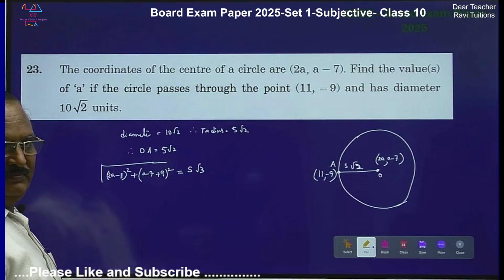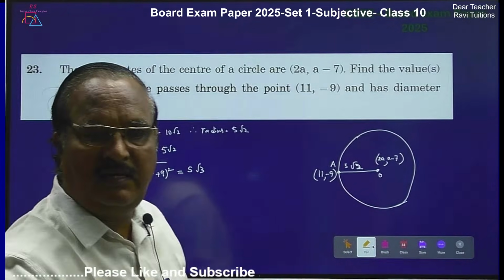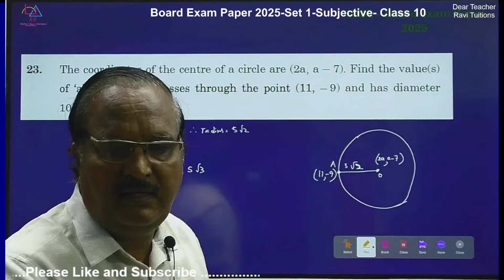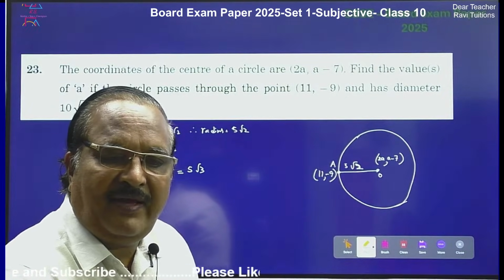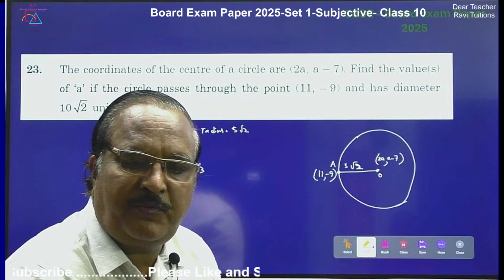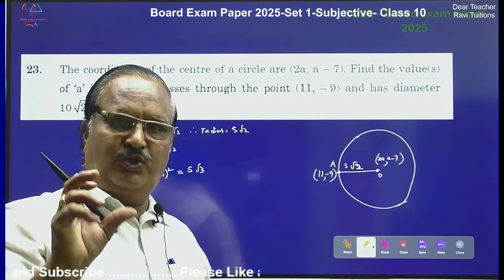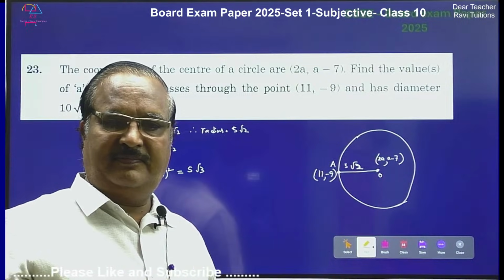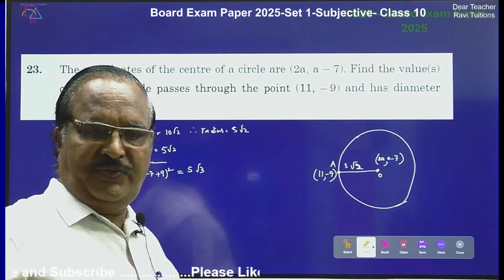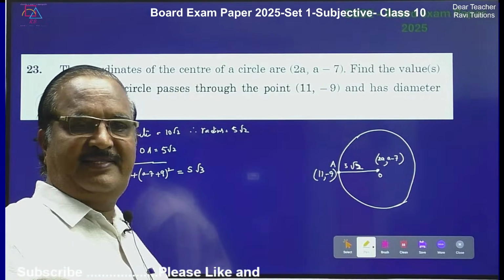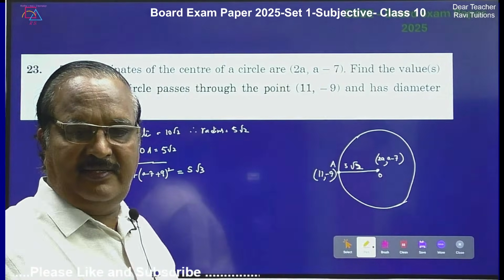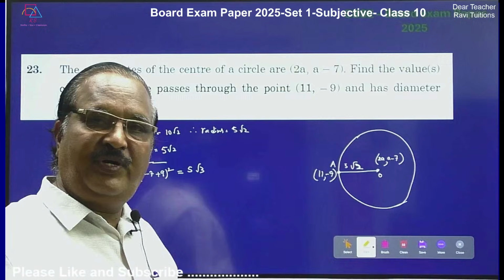Any other method is there? Yeah, if you are having a problem, I have explained in one video how to do the splitting of the middle term. Okay, so you can refer back. If possible, I will try to put that link in the description, right? You can go through that video.